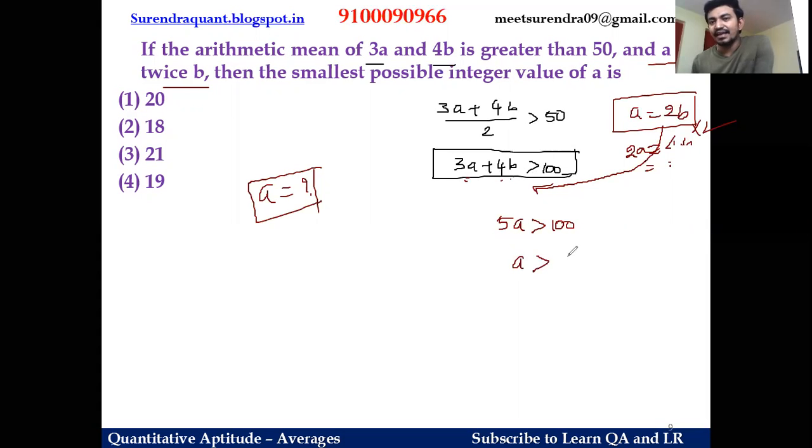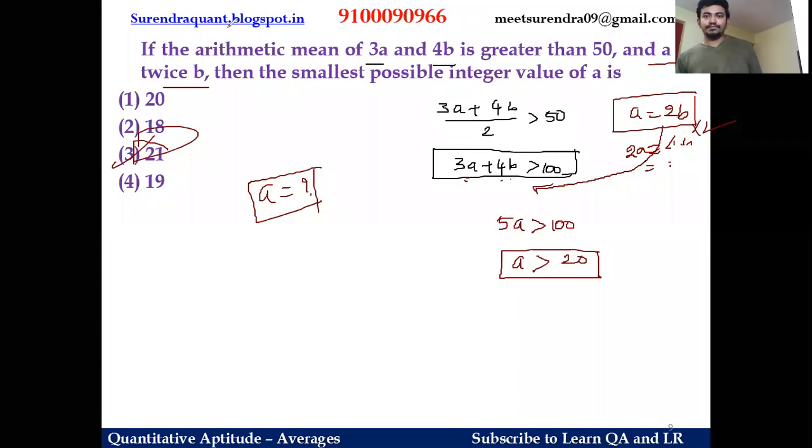So that means a is more than 20. So now a is the smallest integer more than 20. So only 21 is possible. Only 21 is possible, and that is option 3. It is one conditional based word question. So very easy. Let's go for the next question.